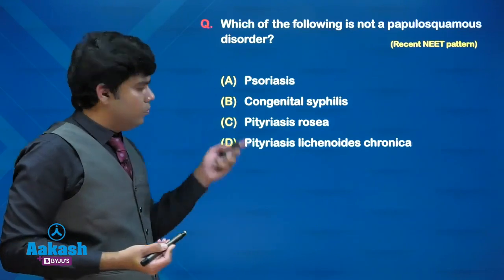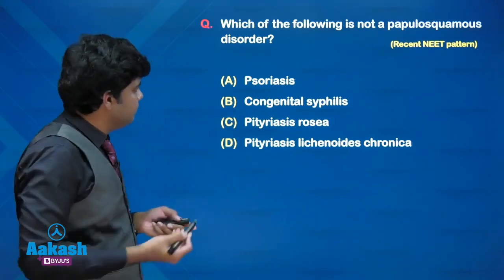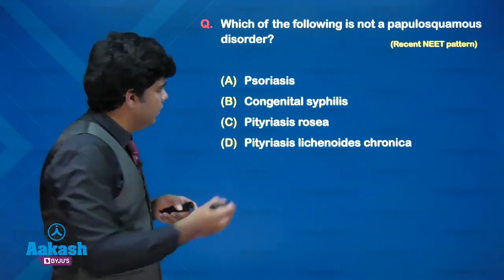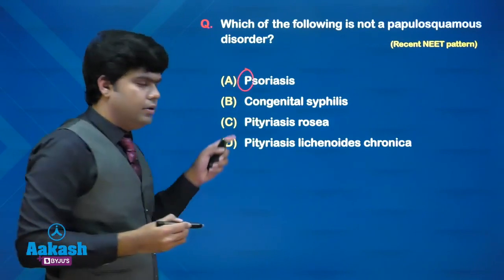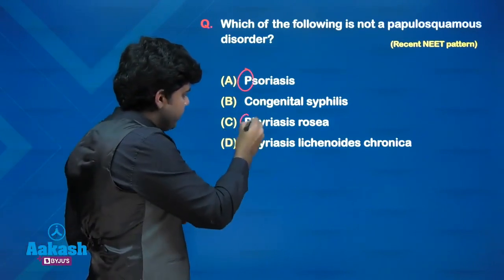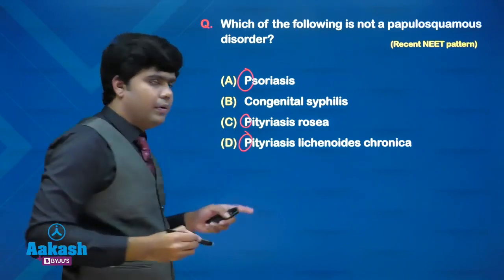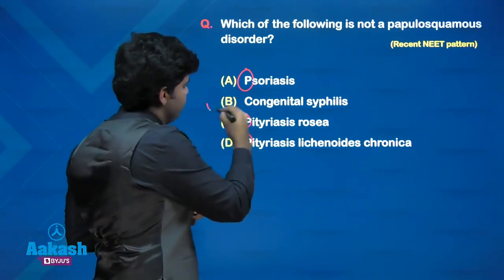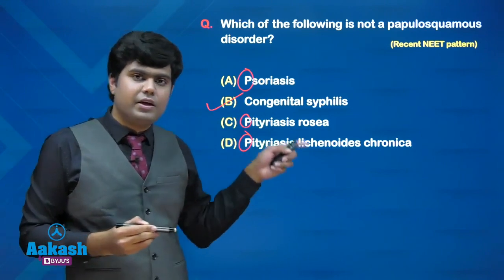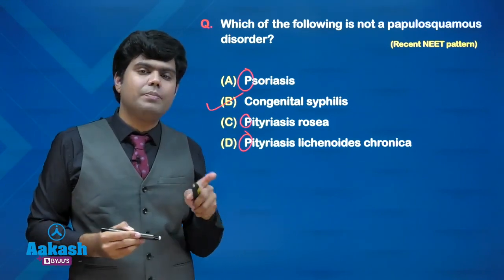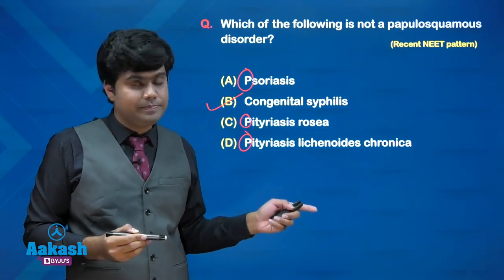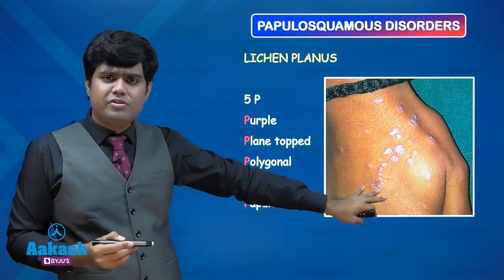Right. So now let us apply the mnemonic here. My pet snake. Pityriasis means scaling. Pityriasis lichenoides chronica. So our answer here is congenital syphilis, which presents with vesicles and bullous lesions, not papulosquamous lesions. Right? Clear? Okay, so this is pretty simple.